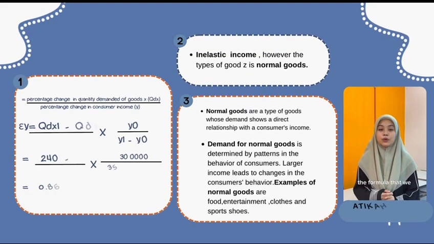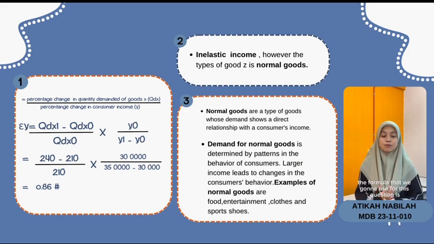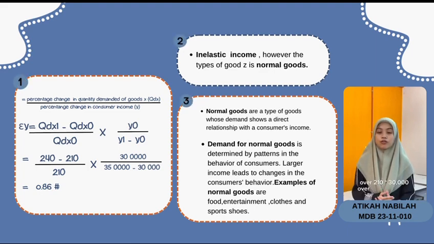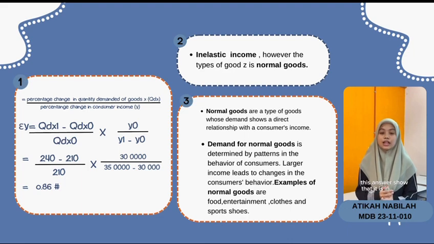The formula that we're going to use for this question is percentage change in quantity demanded of good X over percentage change in consumer income Y, equal to (240 minus 210) over 210 times 30,000 over (35,000 minus 30,000), equal to 0.86. This answer shows that it is income inelastic. However, the type of good is a normal good.